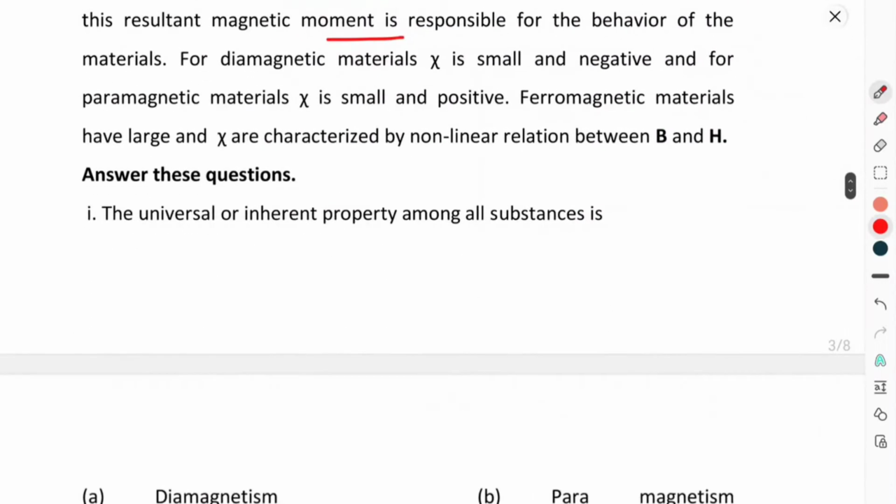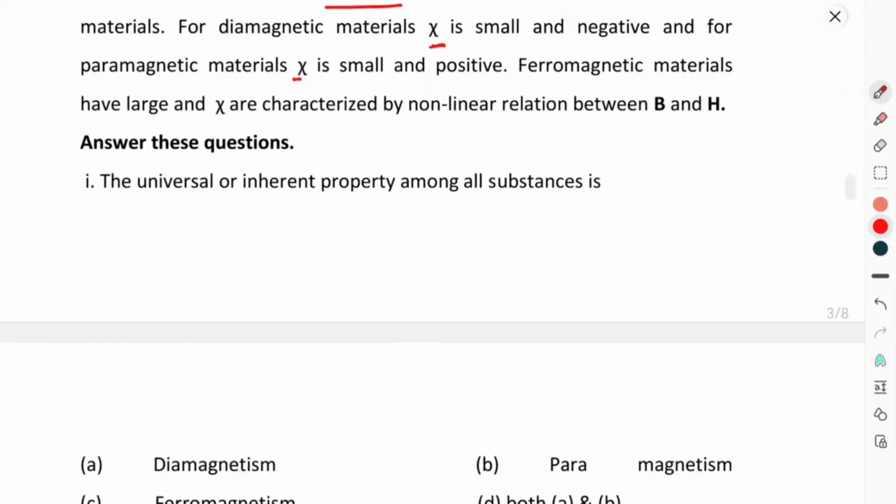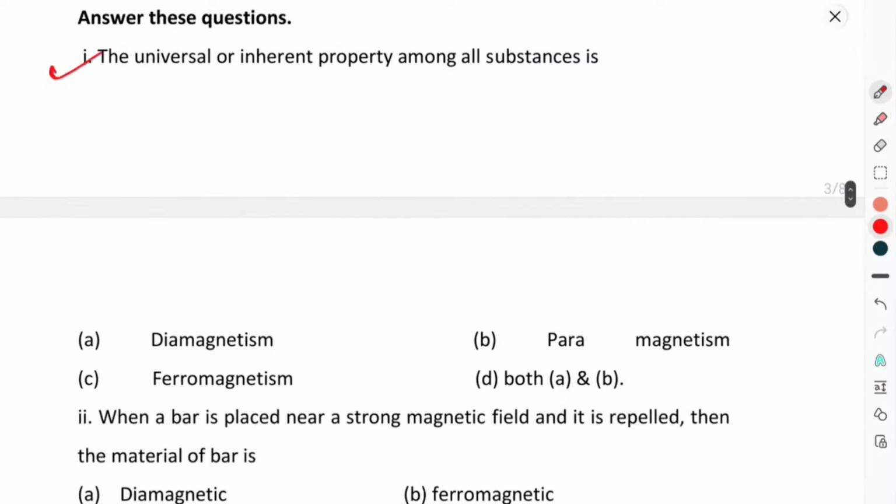For diamagnetic materials, χ is small negative; for paramagnetic, χ is small positive; ferromagnetic materials have large χ and are characterized by the non-linear behavior between B and H. Now answer the following questions. The universal inherent property among all substances is.